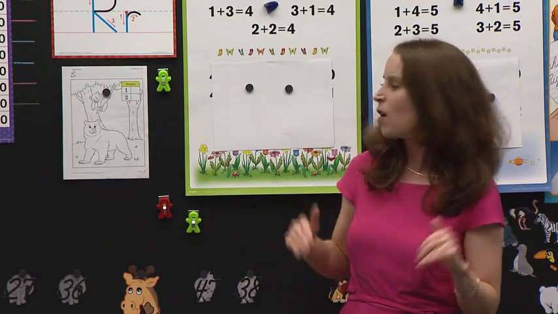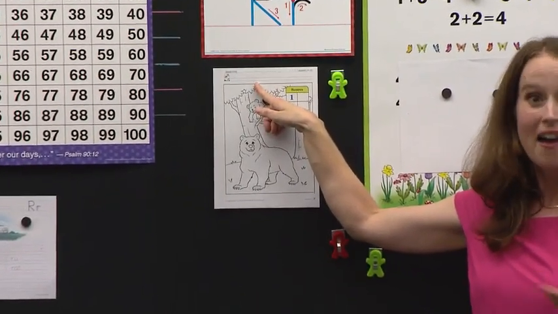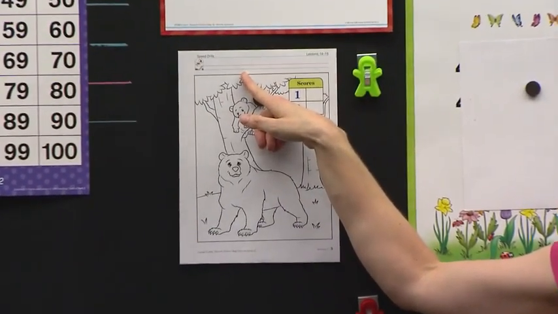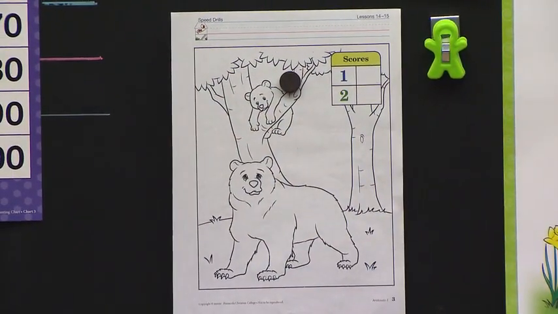Now, let's first of all take a look at the front of this paper. You should already have your name written at the top, and I hope that you've done a good job and written it neatly. Take your time whenever you write your name. Notice, too, the really fun picture. What zoo animal do you see on the front of this paper, Emery?